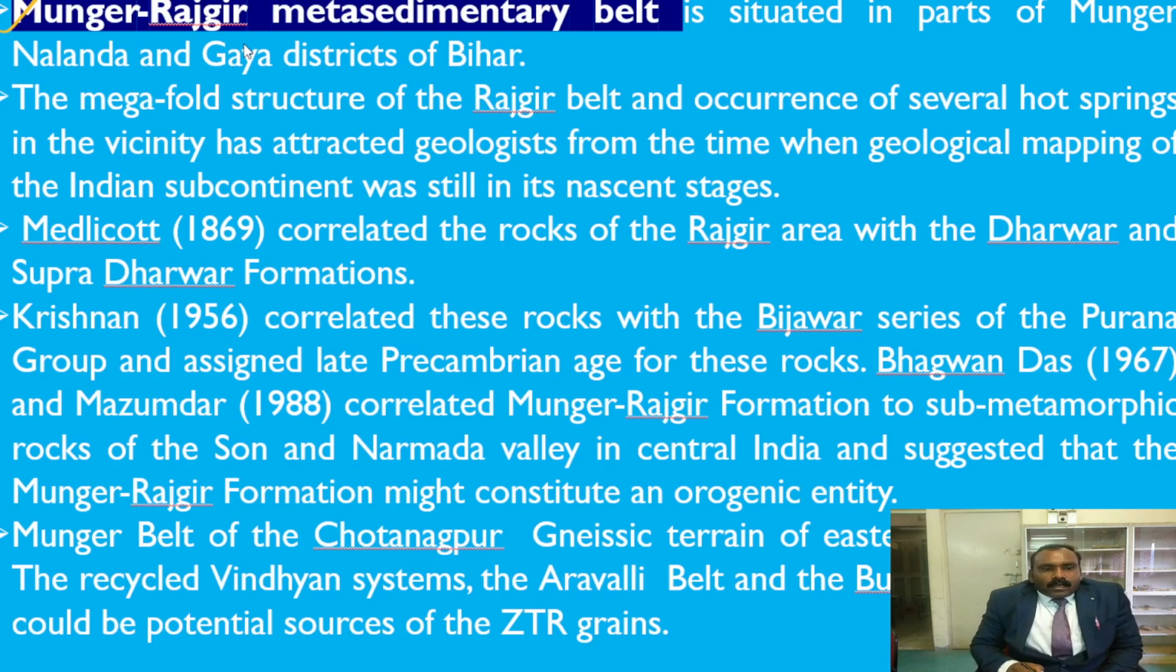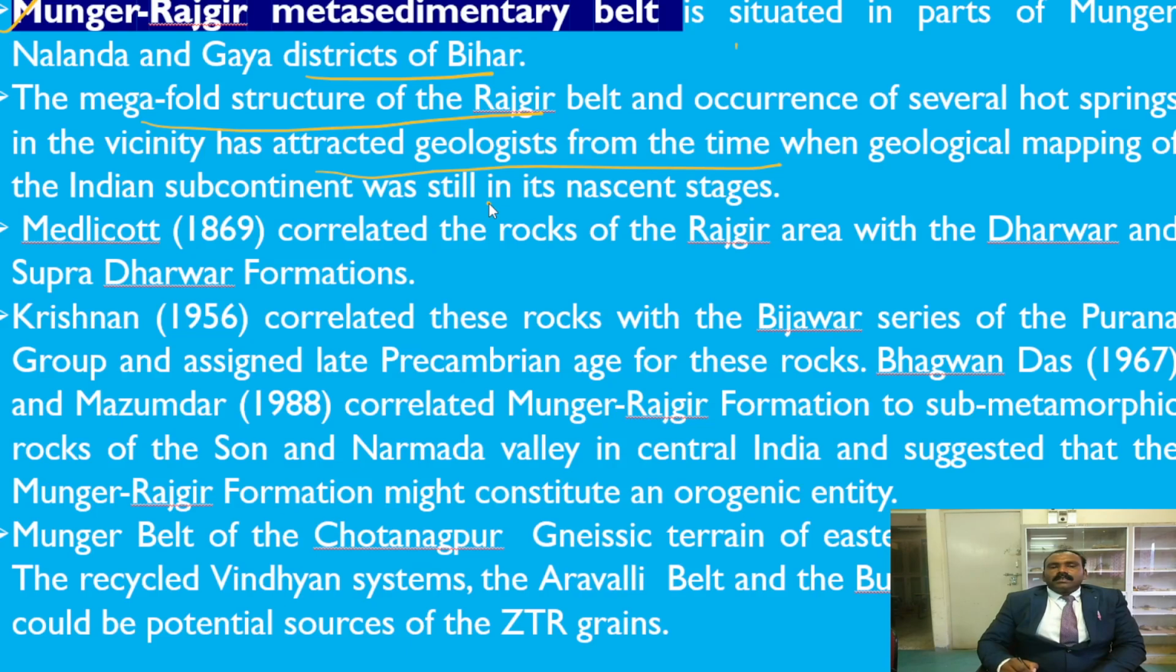Those are supposed to be exposed in the Bihar state of India, situated in Munger and the Nalanda and Gaya districts of Bihar, and those are the mega fold structures of the Rajgir belts. The occurrences of several hot springs in the vicinity attracted geologists from the times when the geological mapping of the Indian subcontinent was still in its nascent stages.